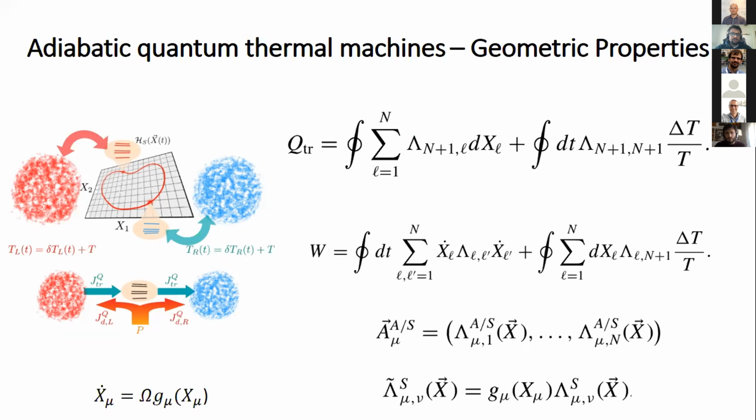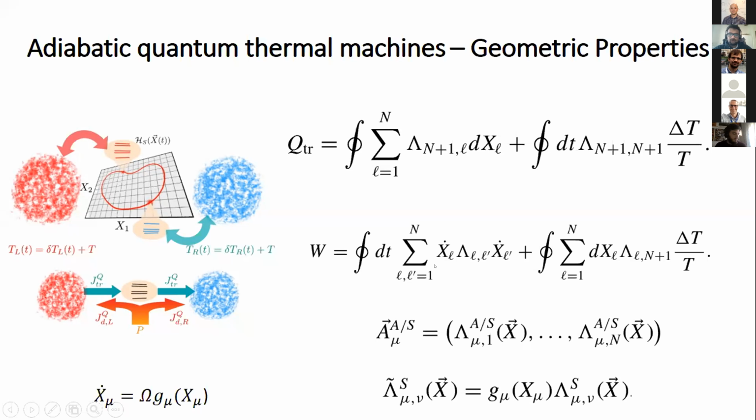First of all, let's talk about the heat current. In the first equation, we see that the heat current is given by two terms. The first term is associated with driving, and the second term is associated with thermal bias. The term associated with thermal bias can be seen as an integral over time, because there is no parameter space for thermal bias. But for adiabatic driving, the pumped heat current is an integral over the parameter space. So the heat current due to driving is a geometric quantity.